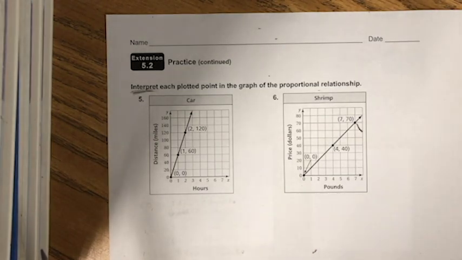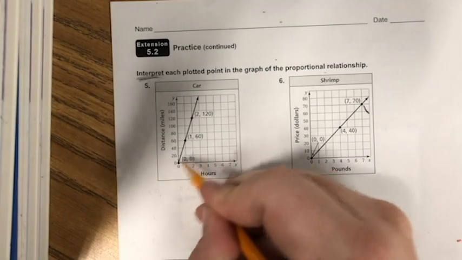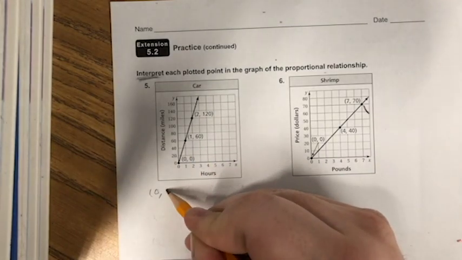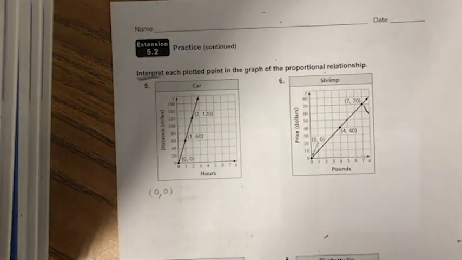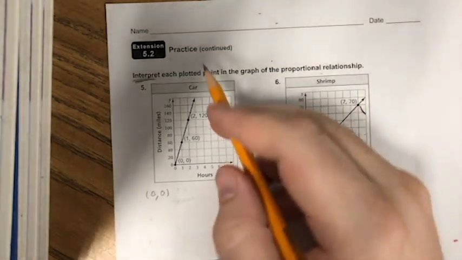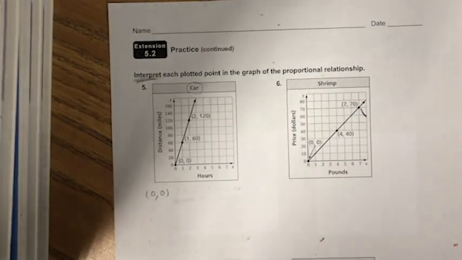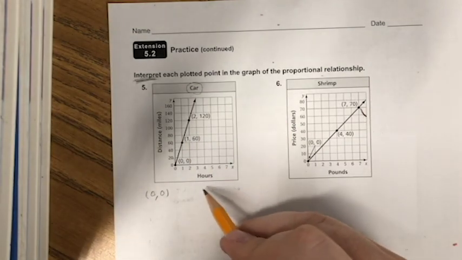So here we have a graph, and we need to interpret each one of these ordered pairs. So I have an ordered pair of 0, 0, and it's asking me, what does that mean? Well, there's 3 things that we need to look at. One, we need to look at what's called the title. So this is the title of this graph. It's about a car. So that's easy. And then we need to look at what our X and Y values actually represent.